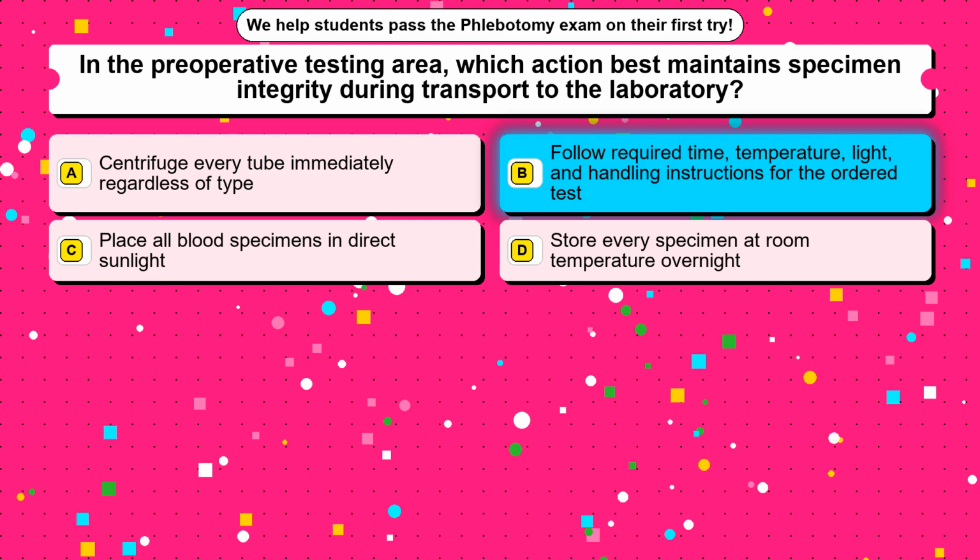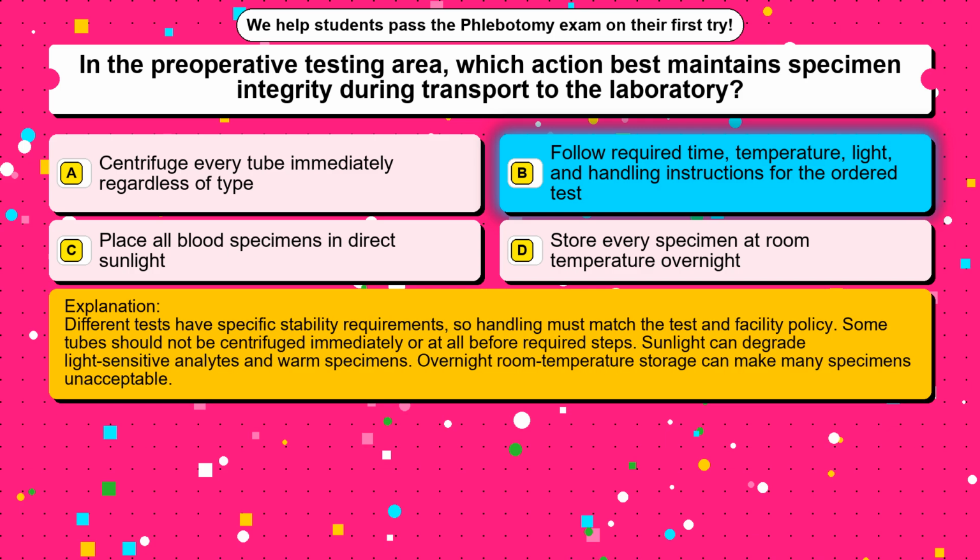Follow required time, temperature, light, and handling instructions for the ordered test. Different tests have specific stability requirements, so handling must match the test and facility policy. Some tubes should not be centrifuged immediately or at all before required steps. Sunlight can degrade light-sensitive analytes and warm specimens. Overnight room temperature storage can make many specimens unacceptable.